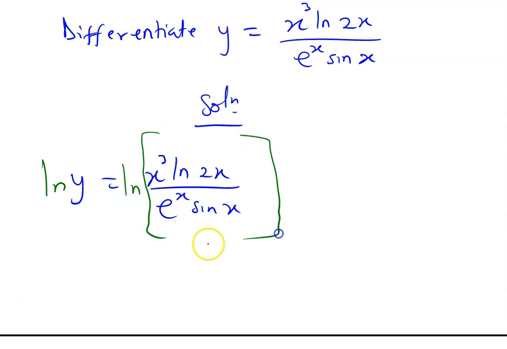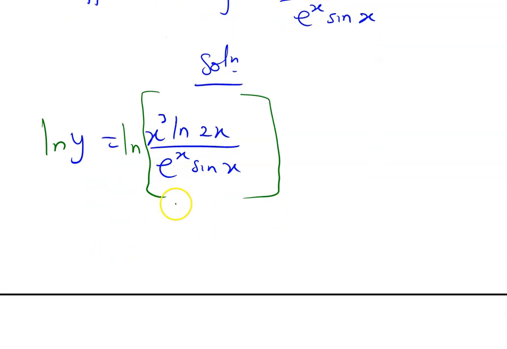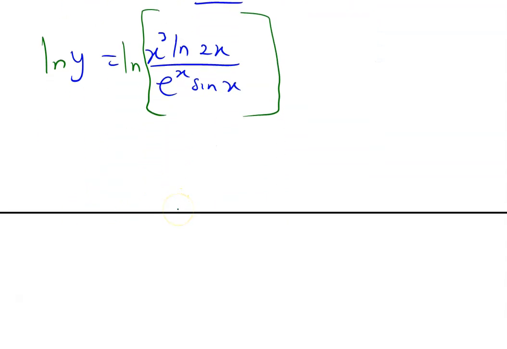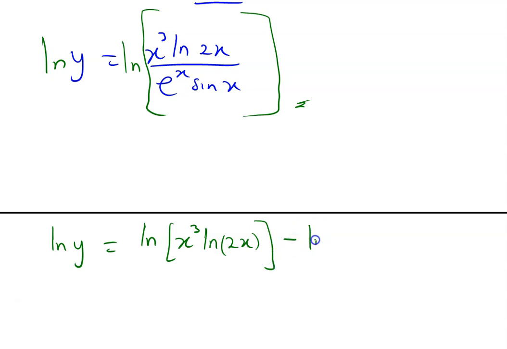Yes. We can find the ln of both sides. But before we even apply the differentiation, we can simplify the left hand side. So we have then y should be equal to what? The ln of the numerator, which is x cubed, then what? Then 2x, right? Minus the ln of what? Of e^x sin x. Very good.